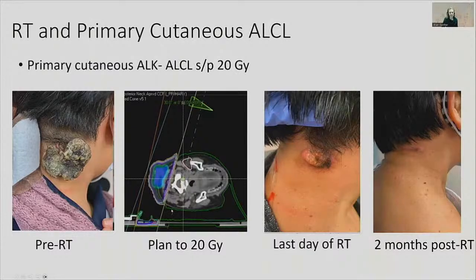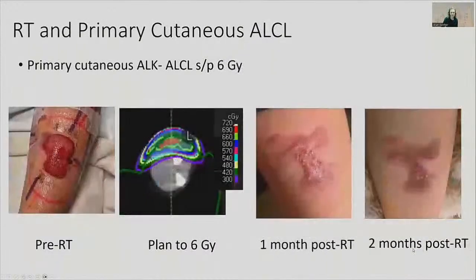And you can see that this is photon-based radiation treating the posterior neck. This plan is designed to spare normal structures, including the spinal cord and the salivary glands. And you can see the effects of this plan as the patient had significant regression on the last day of treatment and complete response clinically 2 months post-radiation.